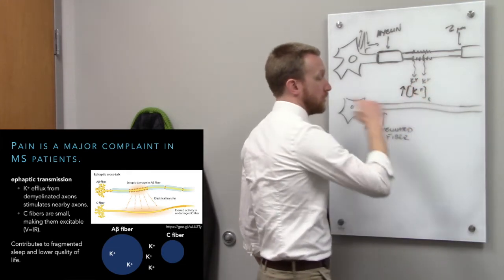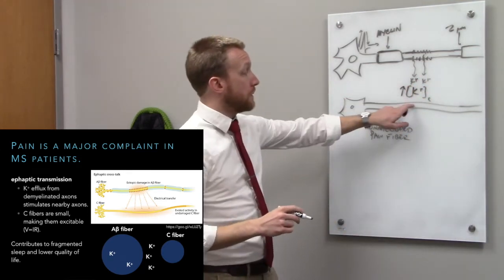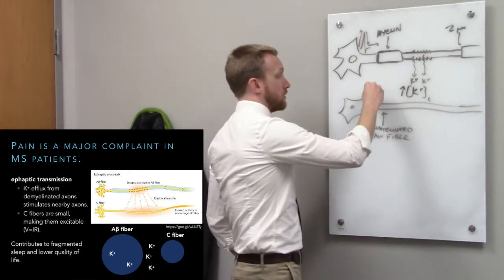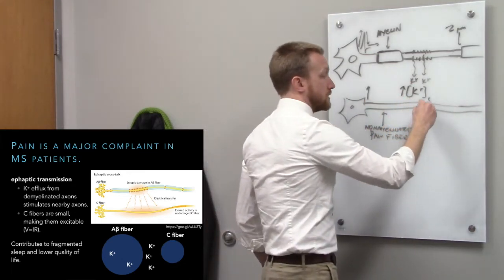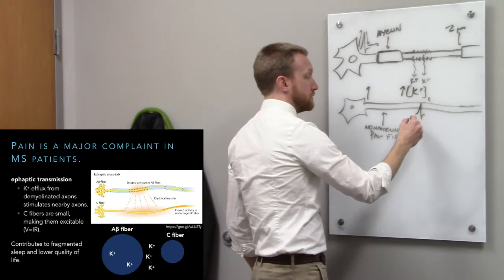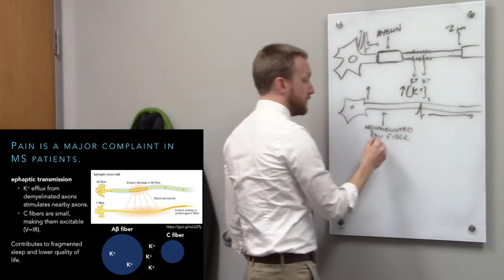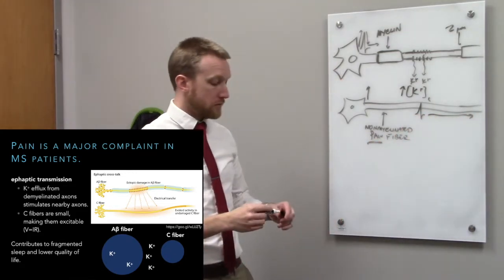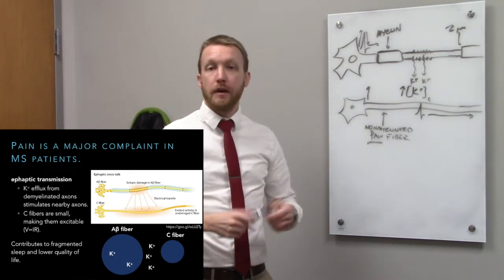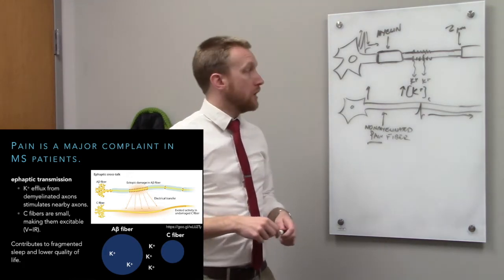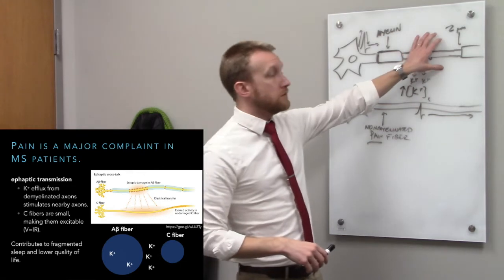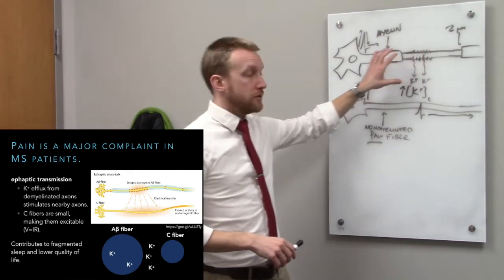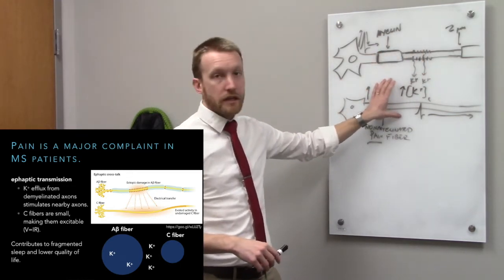And we've seen this before. Whenever this occurs, it causes this cell to depolarize. And if it causes it to fire an action potential, then we feel pain, even though there's not any painful stimuli there. Just the loss of myelin leading to the excitation of nearby non-myelinated axons.